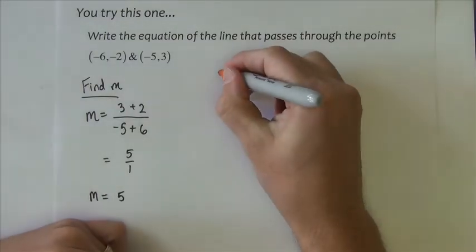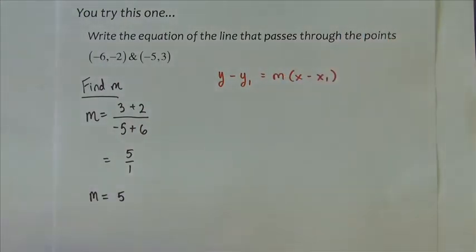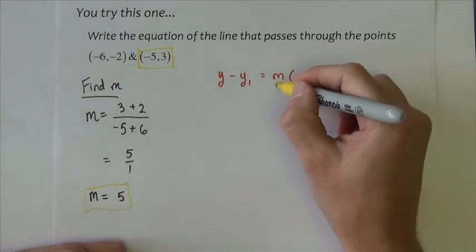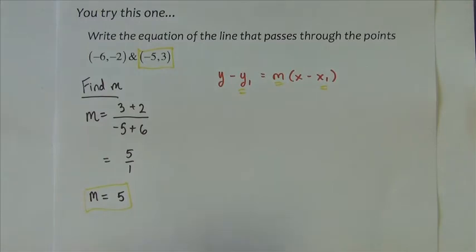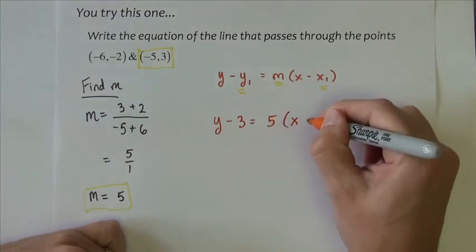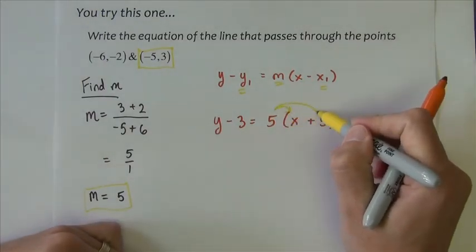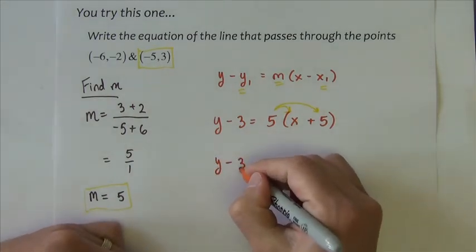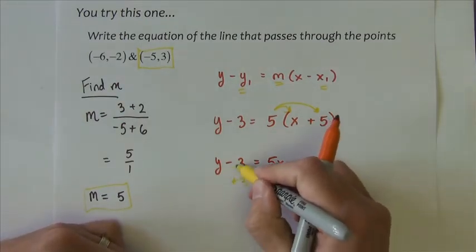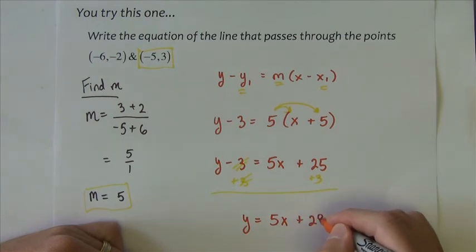Okay, now I'm going to use point-slope. I am going to choose this point, and obviously the slope are going in for these three spots respectively. So we have y minus the y equals m times x minus the x. I will distribute the 5. That gives me y minus 3 equals 5x plus 25. Add the 3 to both sides. And so we finish with y equals 5x plus 28.